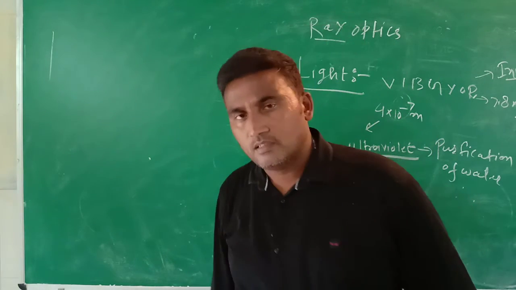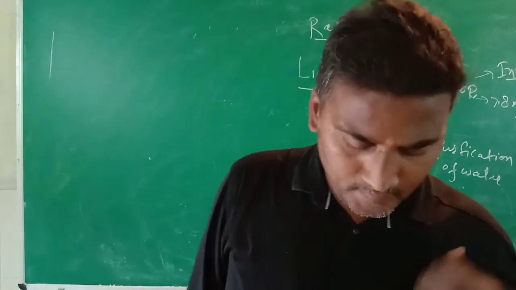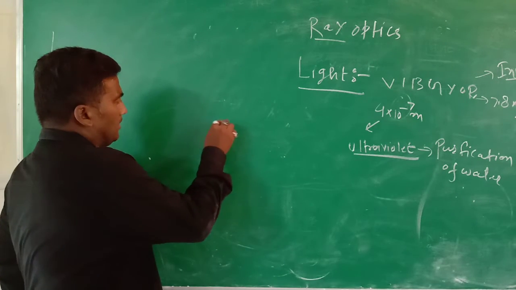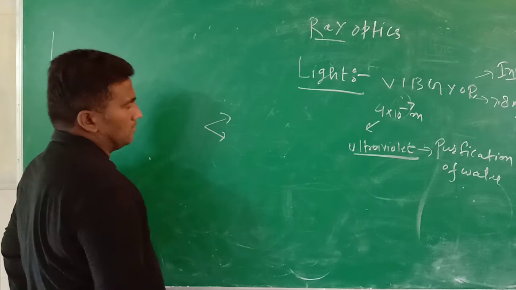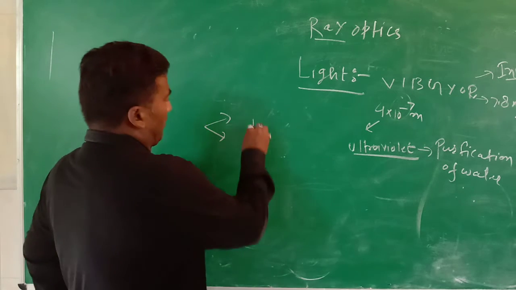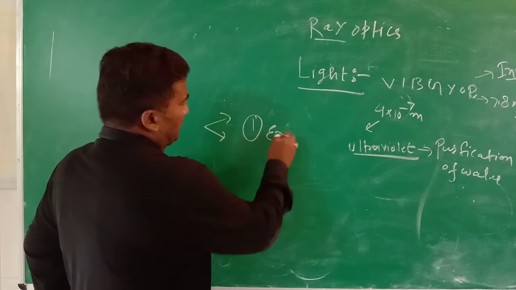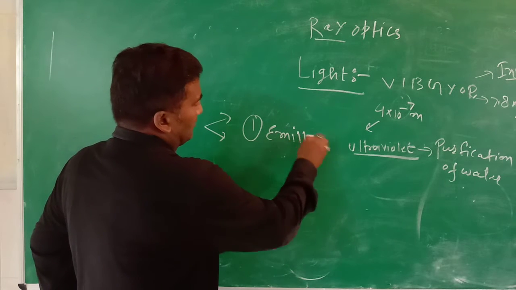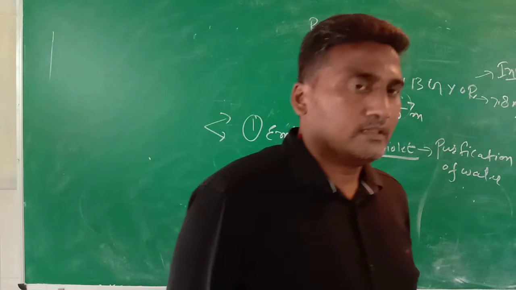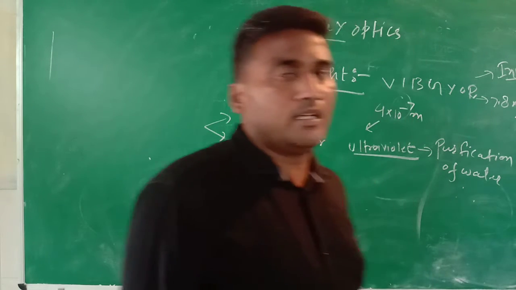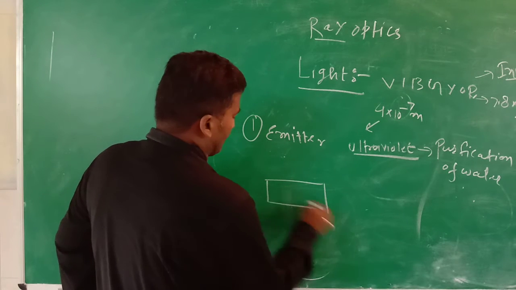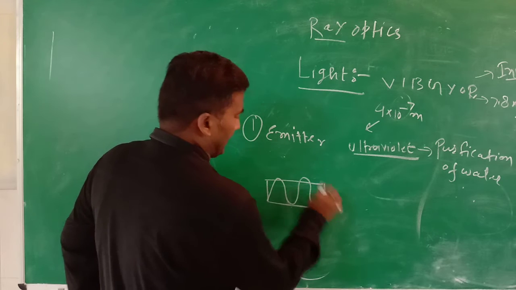Now we started the definition of light and discuss two different properties of light. Now the first property is that light behaves as an emitter. What is an emitter? That body which ejects electrons in the presence of sunlight is known as an emitter.